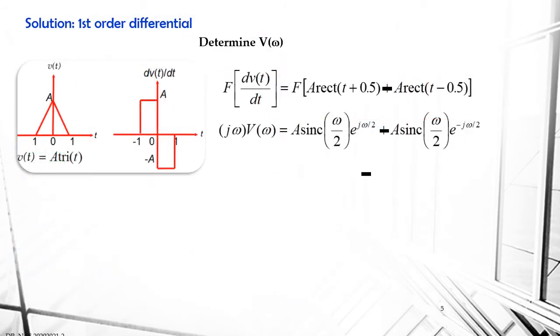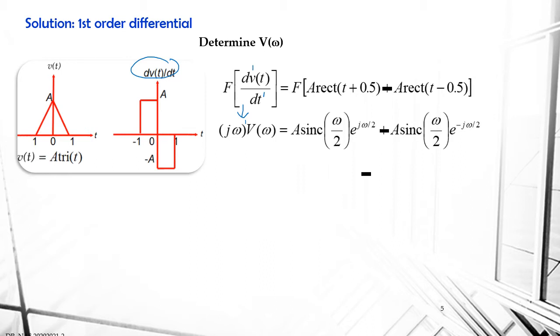Okay, so let's solve. This is the first order differentiation. The Fourier transform for this differentiation equals (j omega) to the power of n. In this case n is 1, so it is (j omega) to the power of 1 times V omega. Perform the Fourier transform on the right hand side as well. The first order differentiation equals a rectangular (t plus 0.5) minus a rectangular (t minus 0.5).